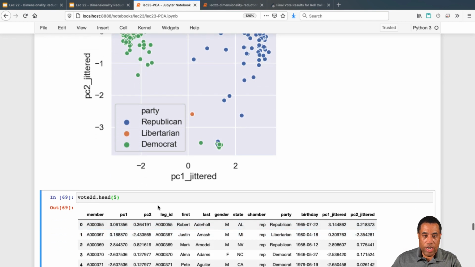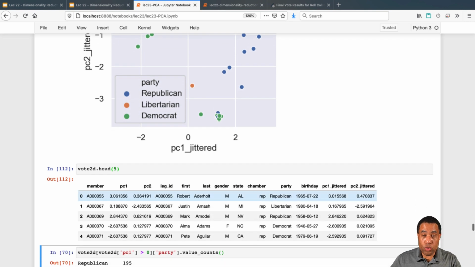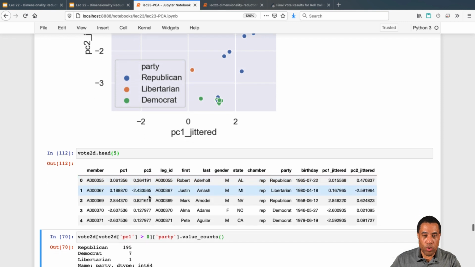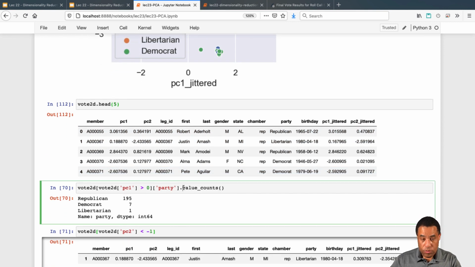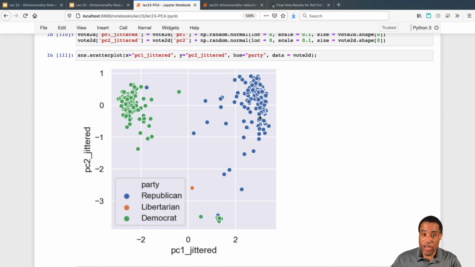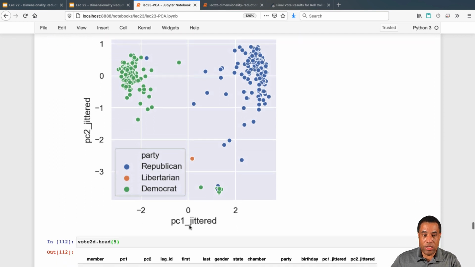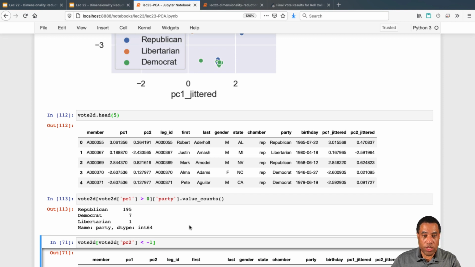Okay, so now we can add those principal components. So for each member of the house, we could add in their first principal component and their second principal component. All right, and so now, again, if we look at principal component 1 greater than 0, so just looking to the right of this vertical line at 0, we find that there are 195 Republicans that voted on that, 7 Democrats and 1 Libertarian. Okay, so that's interesting. Again, we're exploring the data. We can see that principal component 1 does seem to be capturing something about party affiliation, but it's not complete.